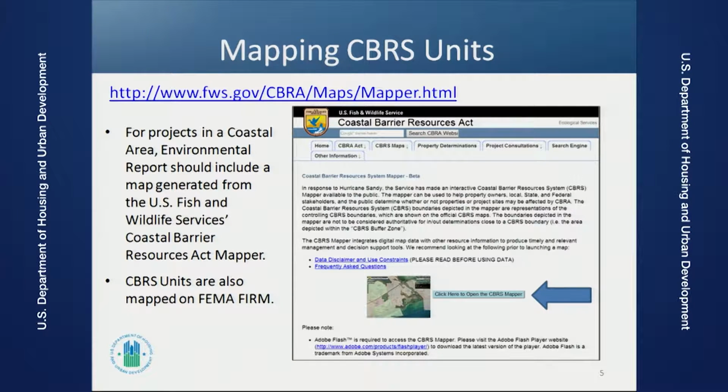Okay, so if your project is in one of those states that I just showed, then you're going to go to the Fish and Wildlife Service's Coastal Barrier Resources Act mapper. And this is that project site. Remember that this information should be provided by the lender in the environmental report. This is not something that you would necessarily have to do, but I'm providing you with this information so that you know what to look for in the environmental report.